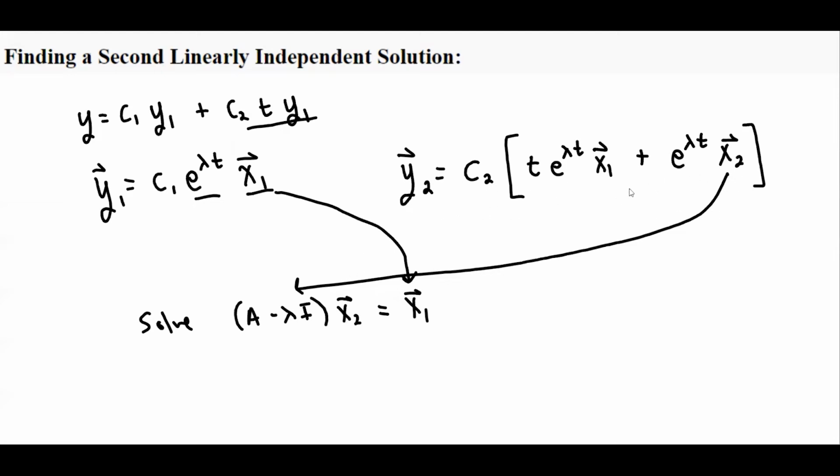So it's kind of weird and convoluted, but once you get the hang of it, it's not too bad. You just have to do one extra thing, get this second vector and plug it in, and you get your solution. So let's do an example.